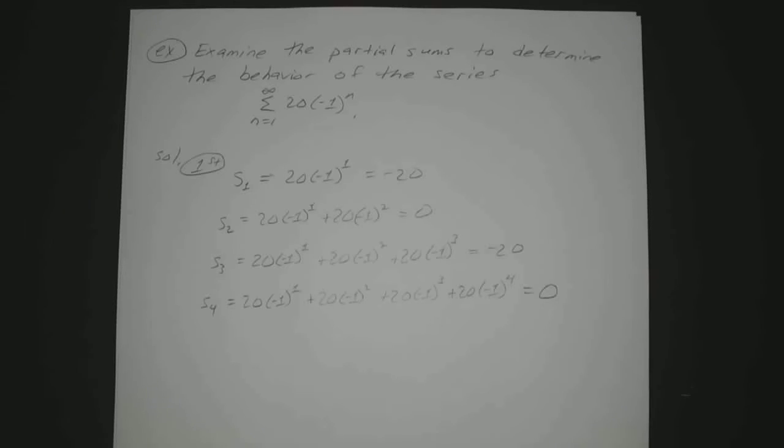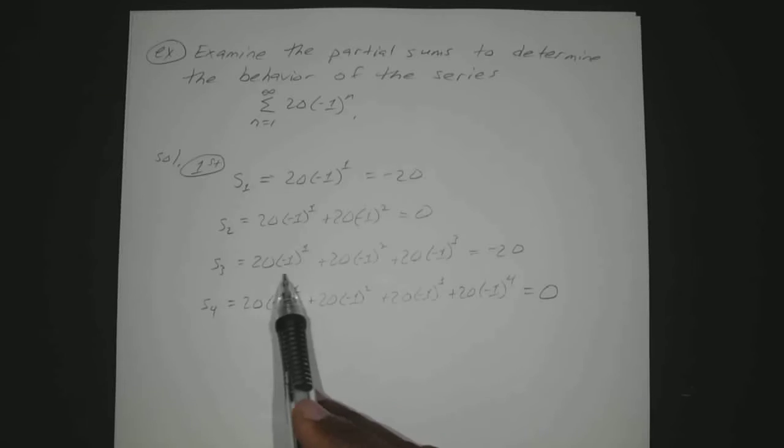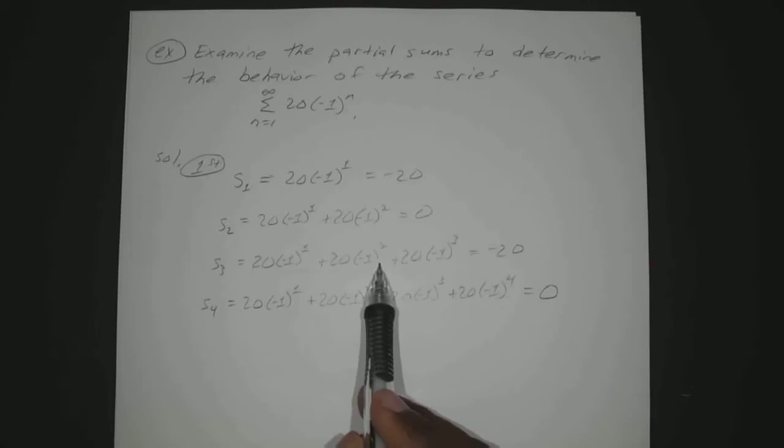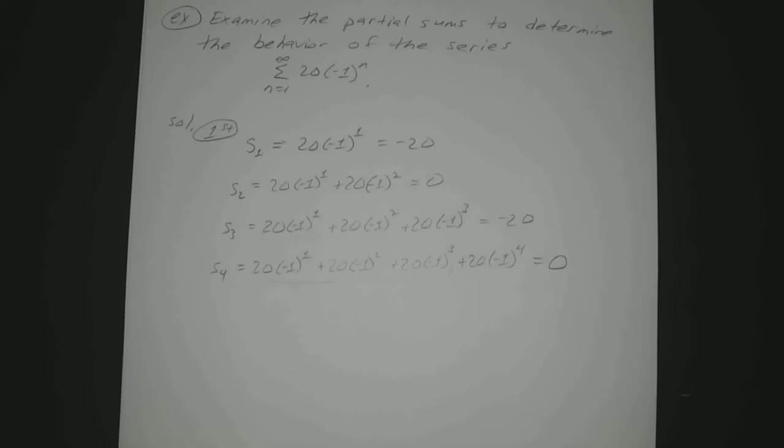Now if you wanted to, you could also add it this way. You don't have to add them all like that. You could have just said the second partial sum plus the third one, or the third partial sum, which was negative 20, then add the fourth one. Okay, so we can see that it oscillates between negative 20 and 0. If you go all the way to infinity, it'll keep bouncing back and forth. So if it bounces back and forth, then we know the limit doesn't exist. It diverges.